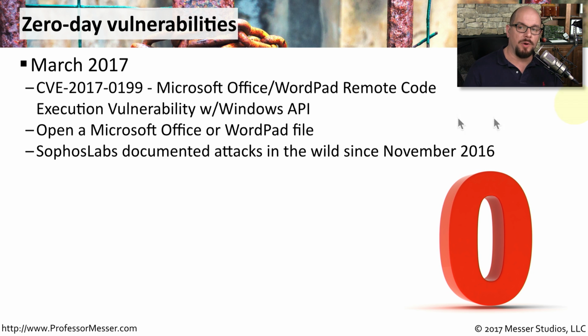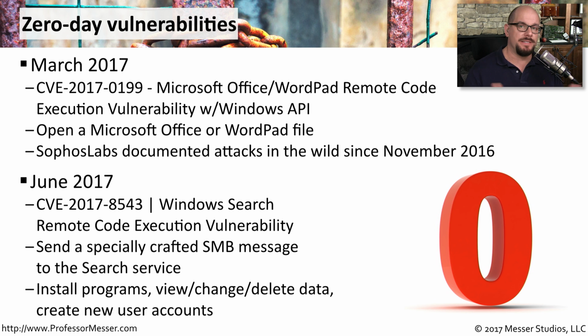The first is from March 2017. This is a CVE that was associated with Microsoft Office and WordPad, and it caused a remote code execution vulnerability with the Windows API. The end user simply needed to open a Microsoft Office file or a WordPad file that was specially crafted to take advantage of this vulnerability. Sophos Labs said that this vulnerability has actually been attacked in the wild since November of 2016, and it took until March 2017 to get a patch for it.